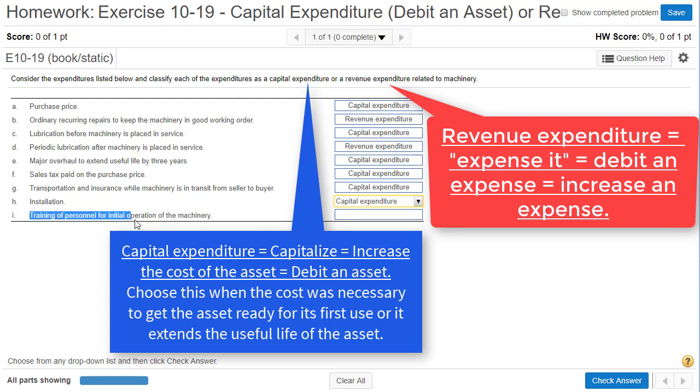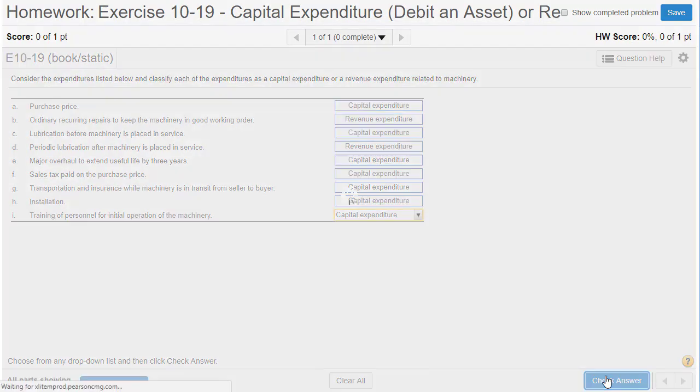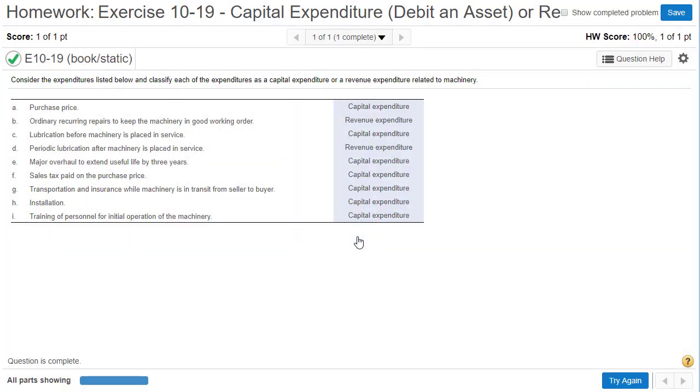And then training of personnel for initial operations of machinery. So the keyword is initial operation. So because we needed to train these people before the machinery could be used the very first time, that's part of the cost of the machinery, and that's going to be a capital expenditure, which again just means you're debiting the machinery account. Now later on, once the machinery is being used and we need to train more people, that's going to be an expense. And that's it.